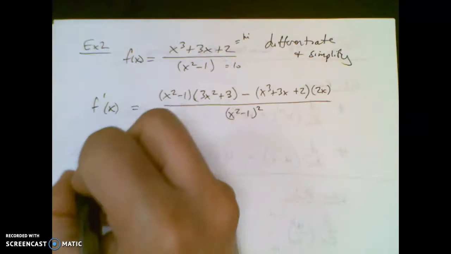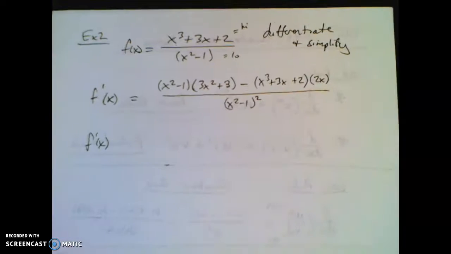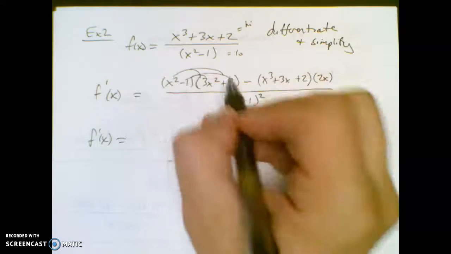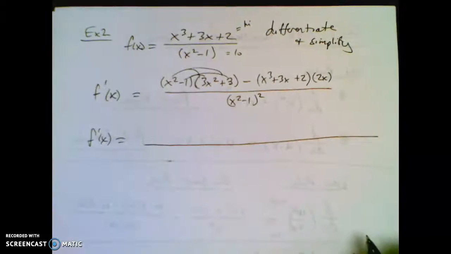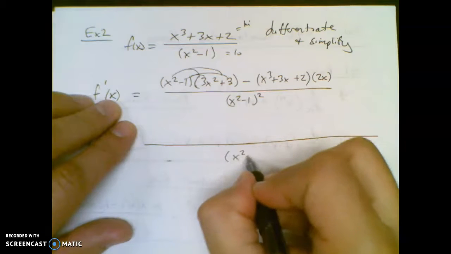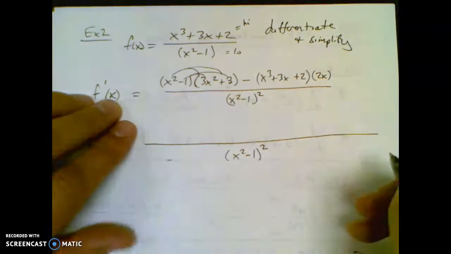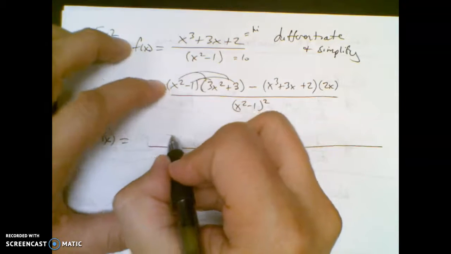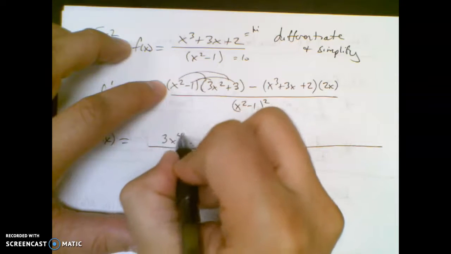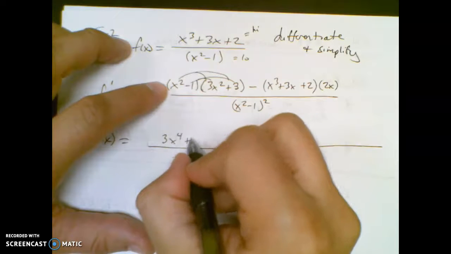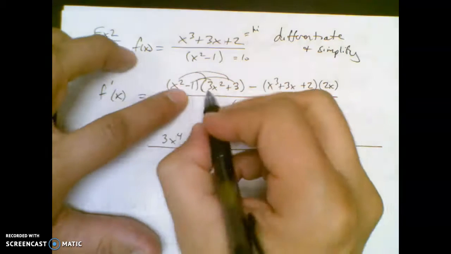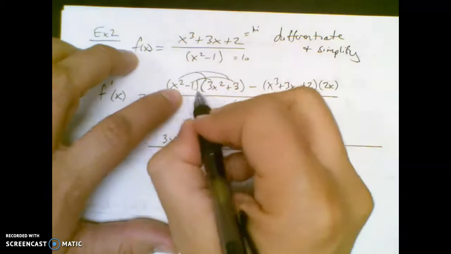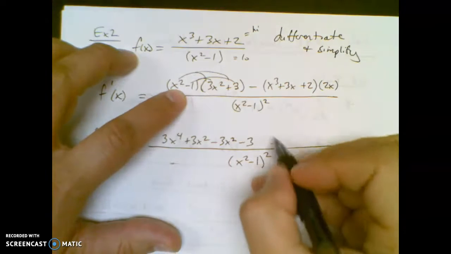Okay, so now simplify completely means I want to FOIL this. So the numerator here gets pretty big. The denominator I'm just going to leave. Don't FOIL the denominator out. Nobody ever wants that. But the numerator, so we're going to have 3x to the fourth for first times first. Outer is going to be plus 3x squared. Inner is minus 3x squared. And last times last is minus 3.